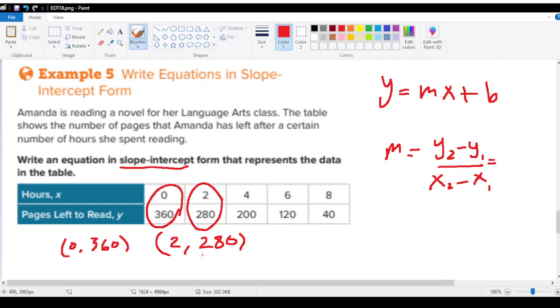Okay? What is y2 minus y1? It's recorded, don't worry.